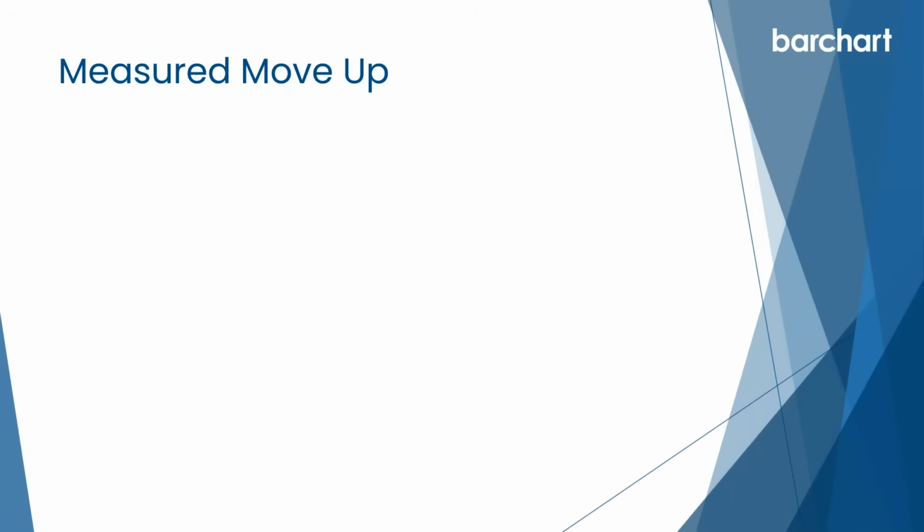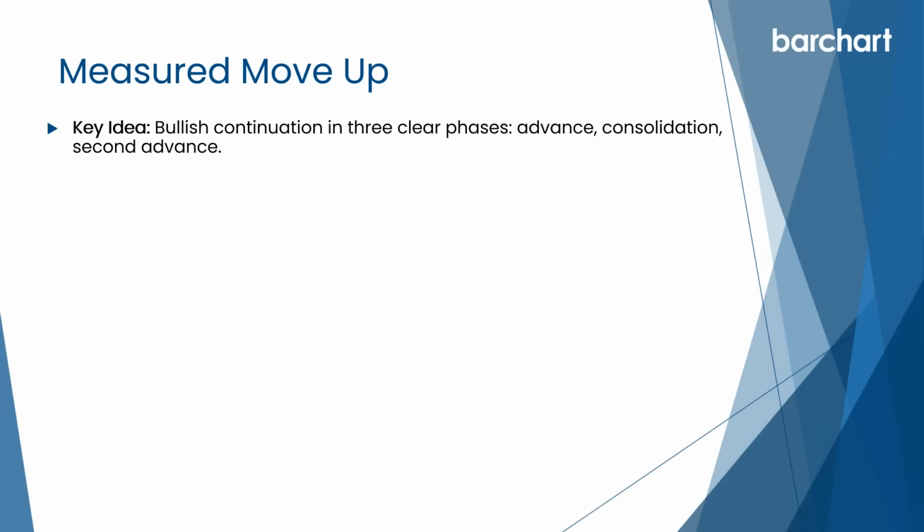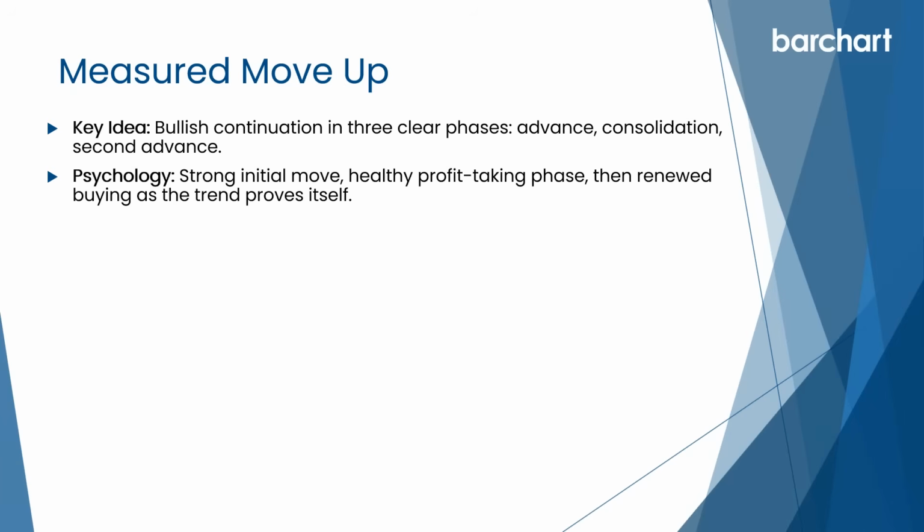So the next one is measure and move up. Now, I think this one is more applicable for us because it fits into our buy the dip mentality. Some of you might not be familiar with this chart pattern, but this is really more about characteristics of uptrends. The idea is that bullish continuations come in three phases: an advance, consolidation, and a second advance. The psychology behind this is a strong initial move, a lot of buying, then a healthy amount of profit taking, and then a renewing of buying that reinforces our trend.